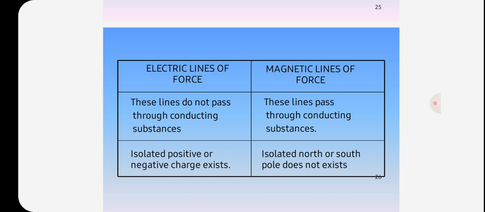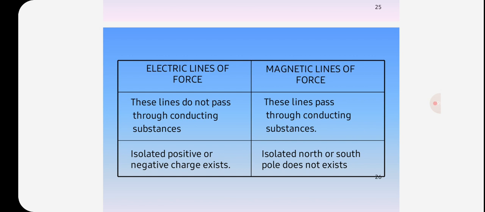In magnetic lines of force, they emanate from the north pole and end on the south pole. In electrostatic lines of force, the direction of lines of force at any point is always normal to the surface of the body. In magnetic lines of force, the direction of lines of force at a point is not normal to the surface of the body.